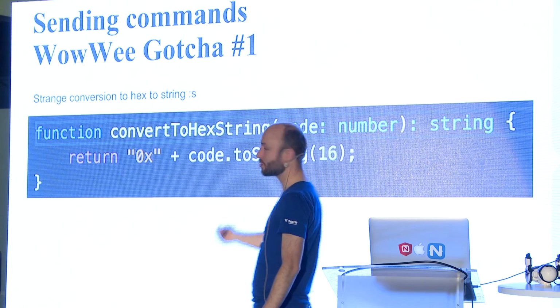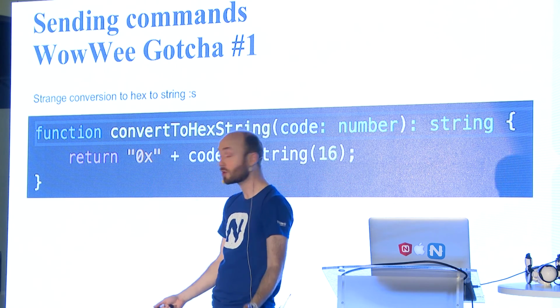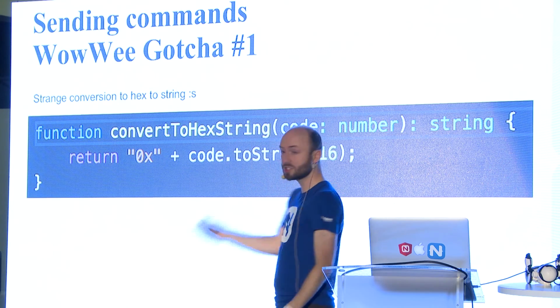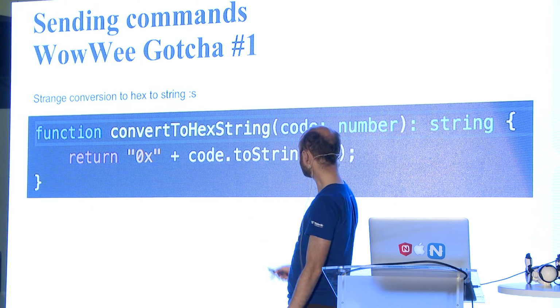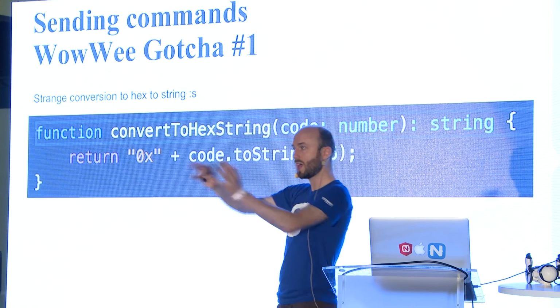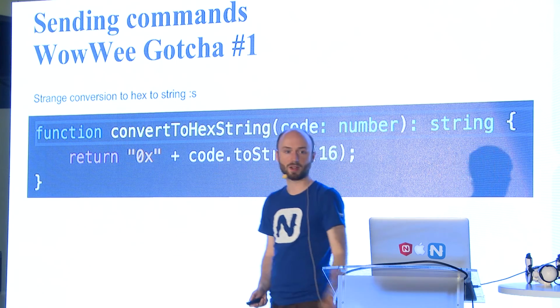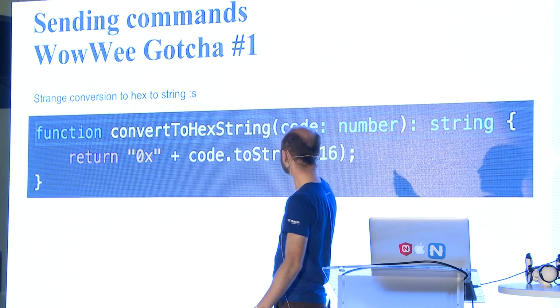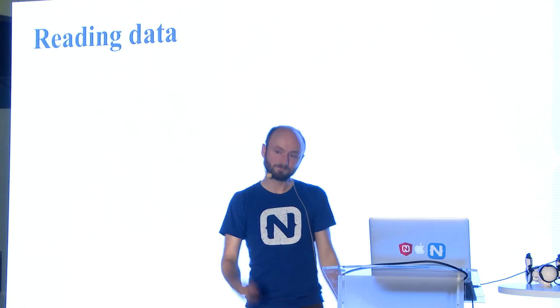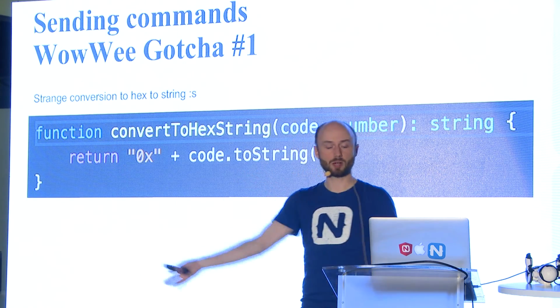But then there was the first gotcha. When I had to send the attributes inside to the robot, I couldn't just pass a number. I had to convert the number into a hexadecimal equivalent of the string and even add 0x for every parameter. I was like, well, it's not too bad. I can do that. So using that, I could start sending commands telling the robot how to move about.